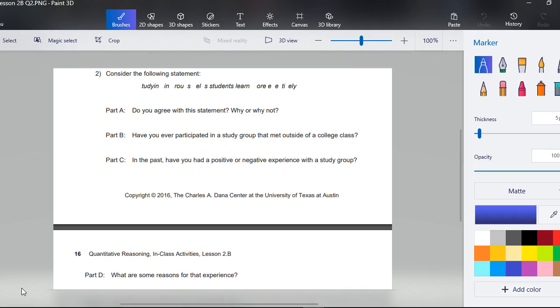Part C, got ahead of myself there. Have you had positive or negative experiences? Jot those down. You need to write down both, what was good about it and what was negative about it. And finally, what are some reasons for that experience? Why do you think it was a particularly good group?